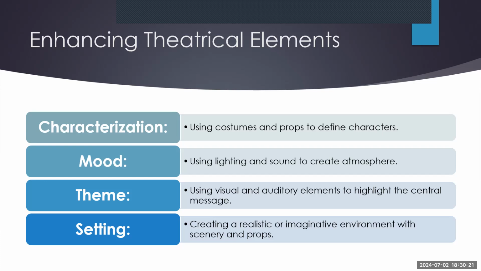Your mood, you're going to use that lighting and sound to create the atmosphere. So, for example, you might have dim lighting and eerie music if you want it to be a really suspenseful scene. For the theme, you're going to use visual and auditory elements to highlight the central message. For example, you might use patriotic colors and music in a play about national pride.